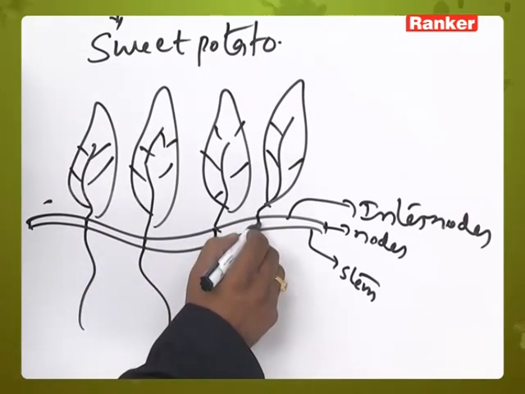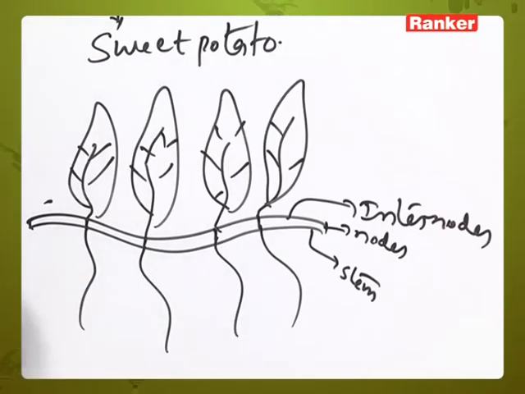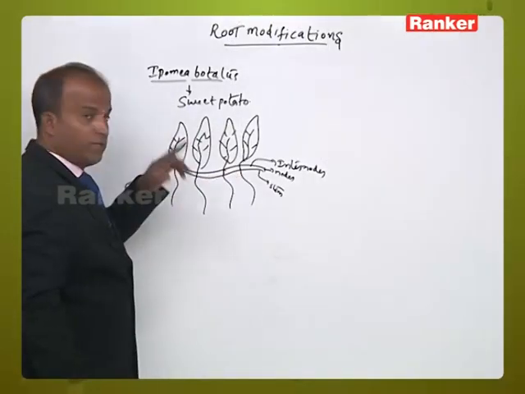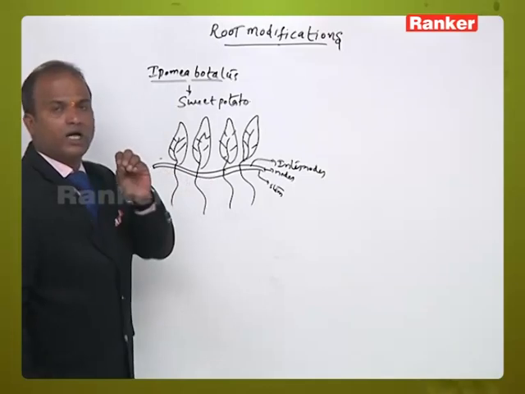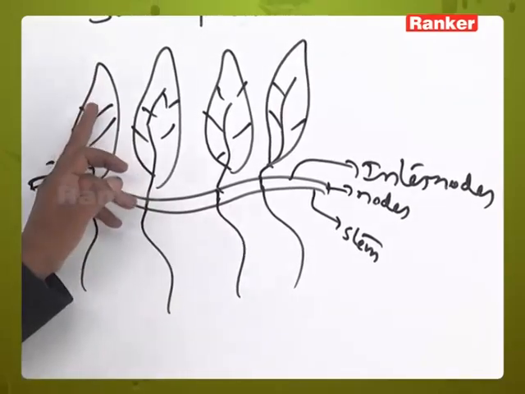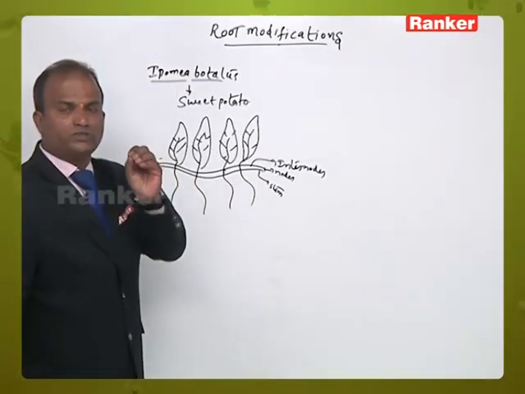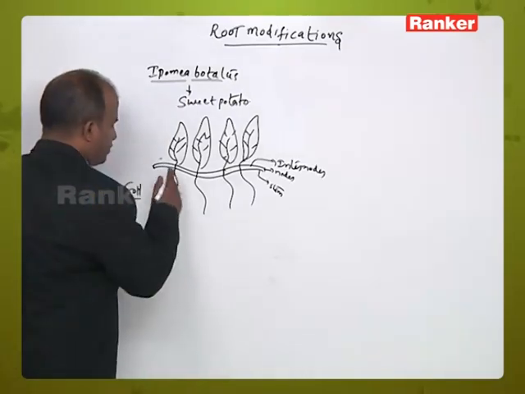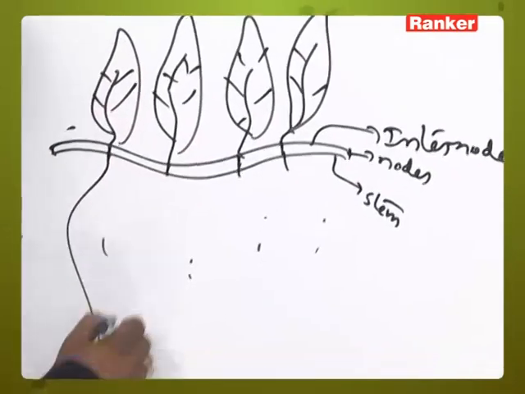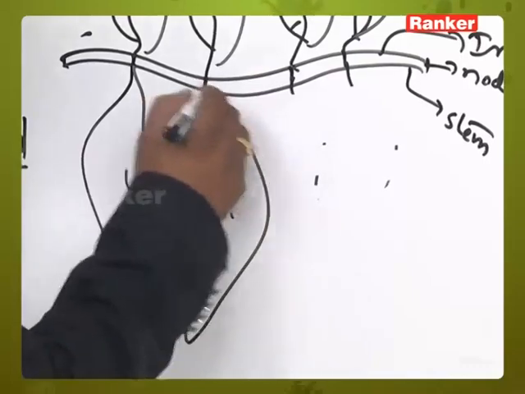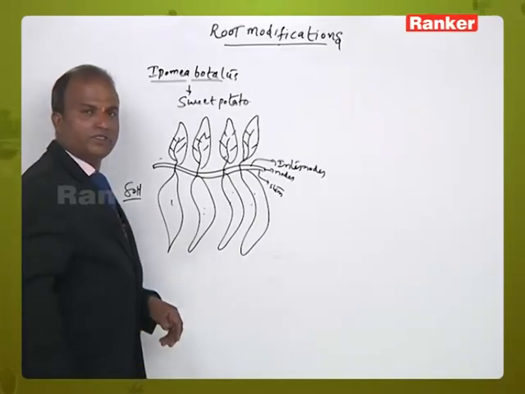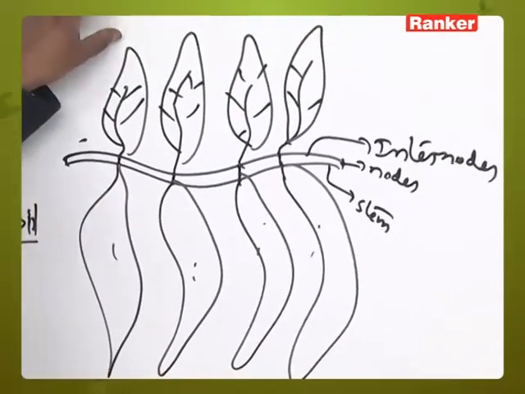Basal part of the node gives rise to which one here? Adventitious root. Where is it present? In the soil. The leaves and stem are aerial, whereas the roots are underground. That means opposite to the leaf, a single adventitious root, due to the storage of food material, becomes tuberous, producing tuberous adventitious roots. Which roots? Tuberous adventitious roots. Ipomoea batatas, nothing but sweet potato.